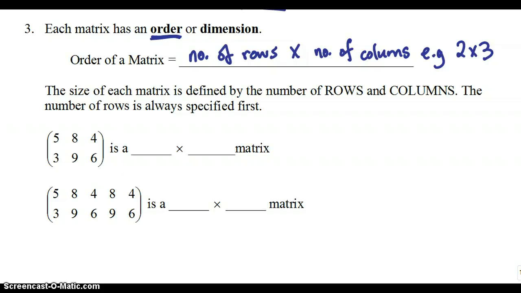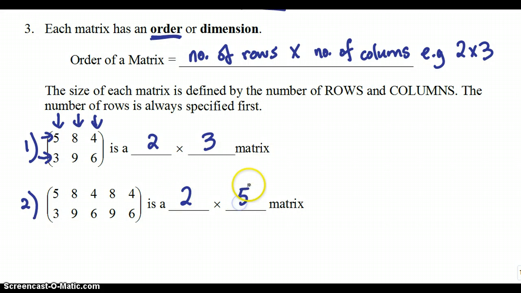If we look at the example below, example number 1, this matrix here has 2 rows and 3 columns. So when we write the order of the matrix, this will be a 2 by 3 matrix. Can I give you a few seconds? Can you try example 2? You should see that again, it has 2 rows and 5 columns. So this will be a 2 by 5 matrix.